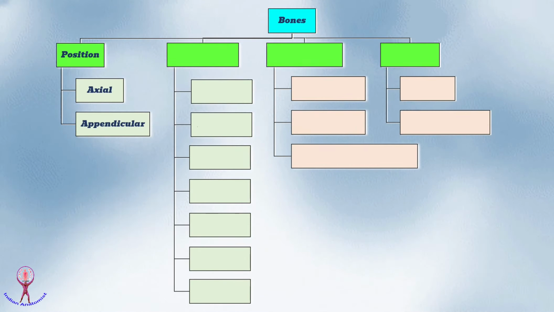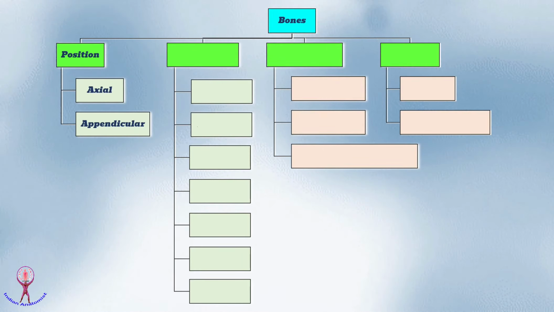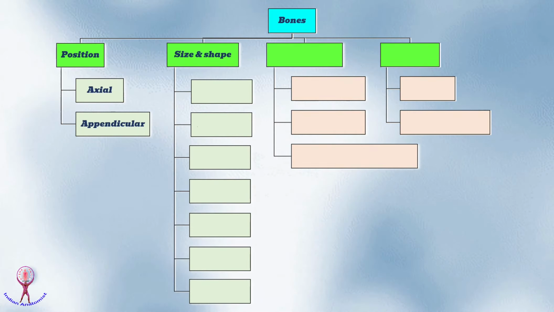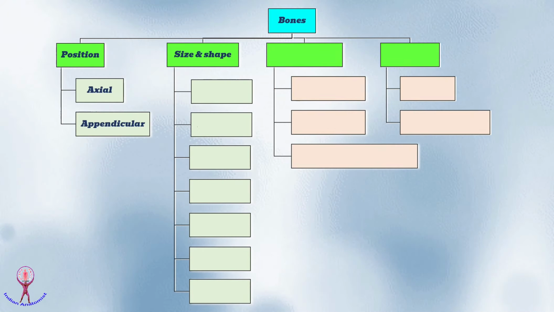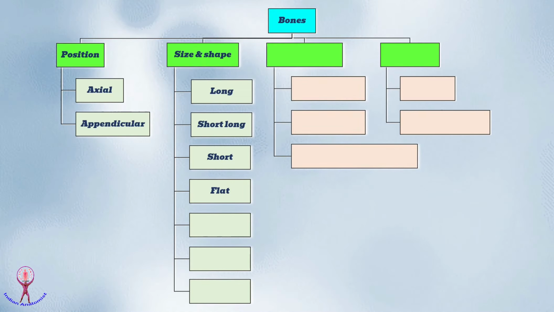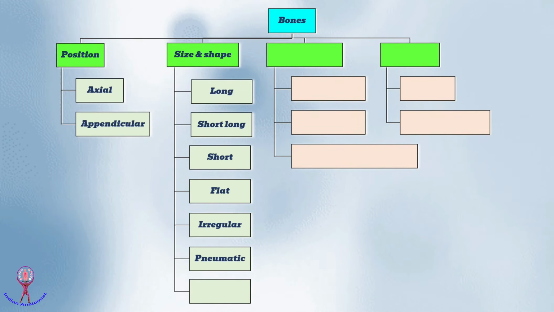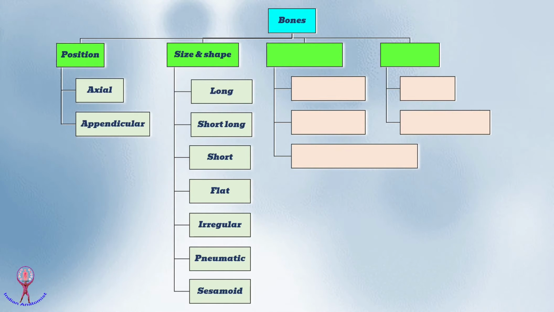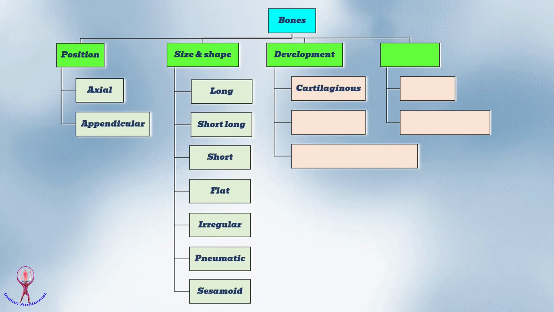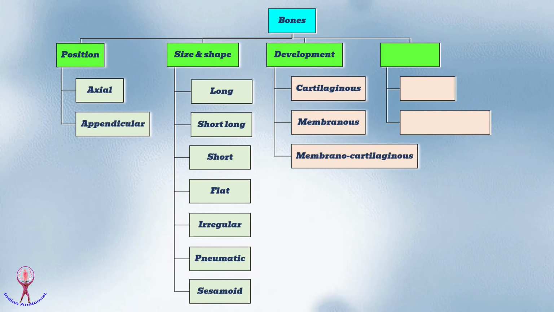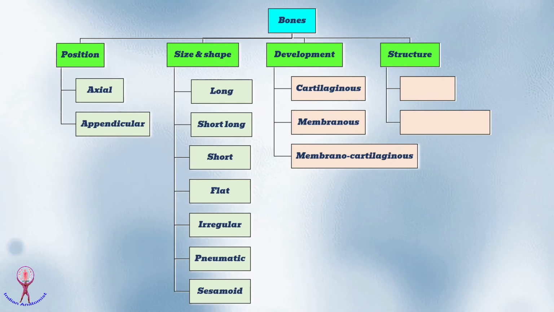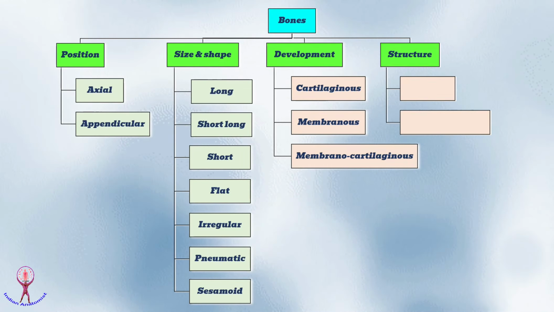and appendicular skeleton. Number 2, the bones are categorized into 7 types based on their size and shape. They are long bone, miniature of long bone, short bone, flat bone, irregular bone, pneumatic bone, and sesamoid bone. Number 3, the bones are developmentally classified into membranous, cartilaginous, and membrano-cartilaginous bones. Finally, number 4, classified according to their structure, is compact and spongy bones.